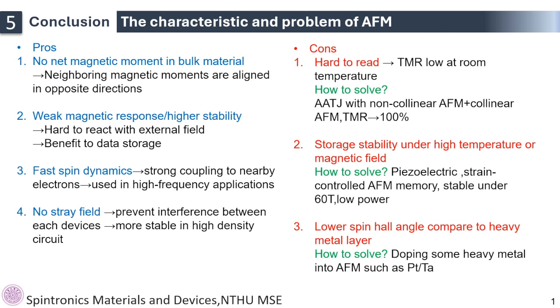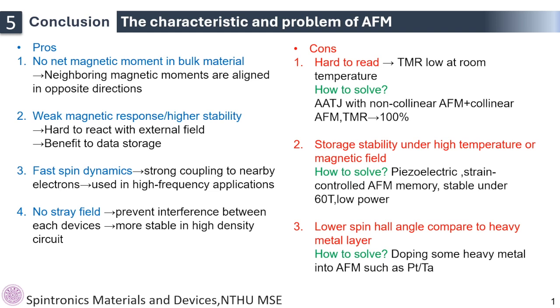Second problem is, although we know that AFM material is more stable than traditional ferromagnetic devices, it may have data loss under high temperature or under high magnetic field. Or in contrast, we need to use more power to stabilize storage. So to solve this problem, in case 2, we introduce a piezoelectric strain control AFM memory, in which the data storage can be stable even under a 60 Tesla magnetic field.